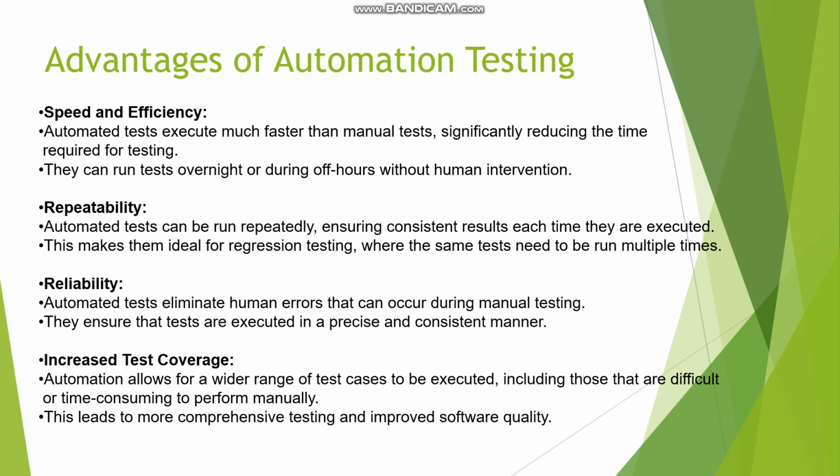Repeatability. Automated tests can be run repeatedly, ensuring consistent results each time they are executed. This makes them ideal for regression testing, where the same tests need to be run multiple times. Reliability. Automated tests eliminate human errors that can occur during manual testing. They ensure that tests are executed in a precise and consistent manner.